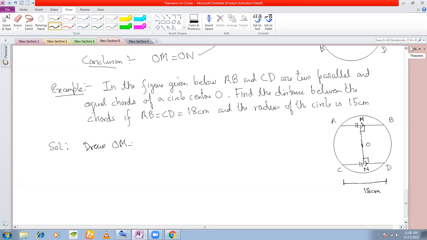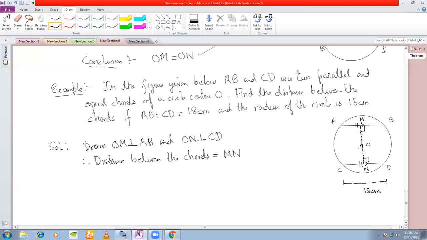Draw OM perpendicular to AB and ON perpendicular to CD, right? Therefore, what is the distance between the chords? MN, right? Distance between the chords is MN. Any questions here? Any doubts that distance between the chords is MN? Now see, the radius of the circle is given to be 15 centimeters.